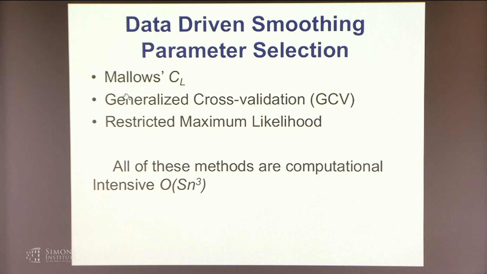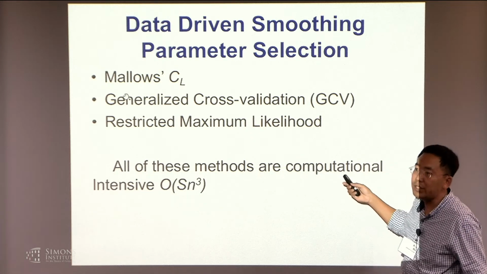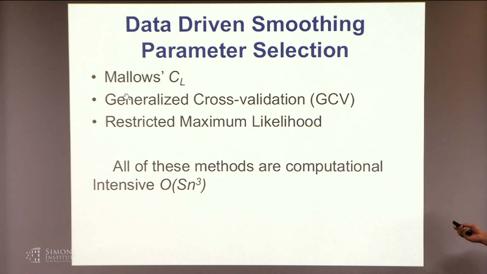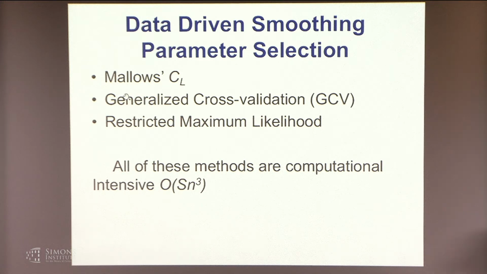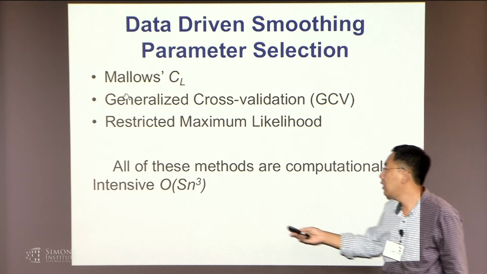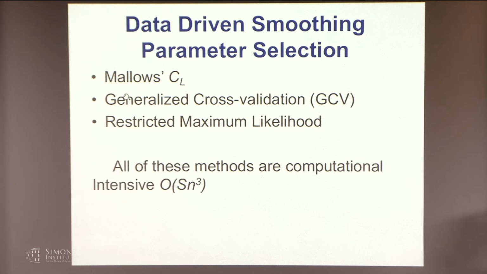But empirically, how do we choose these lambda and theta? Empirically there are many methods. For example, Mallows' Cp, and generalized cross-validation, which is essentially a numerically stabilized cross-validation from computer science. We also have something more Bayesian in style, the so-called restricted maximum likelihood method. For all these methods, the computation is very intensive. It's basically of cubic order in the sample size, so it's really not very practical if you have a large sample.